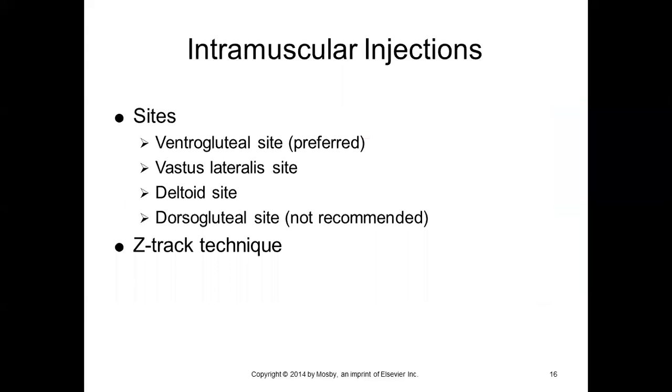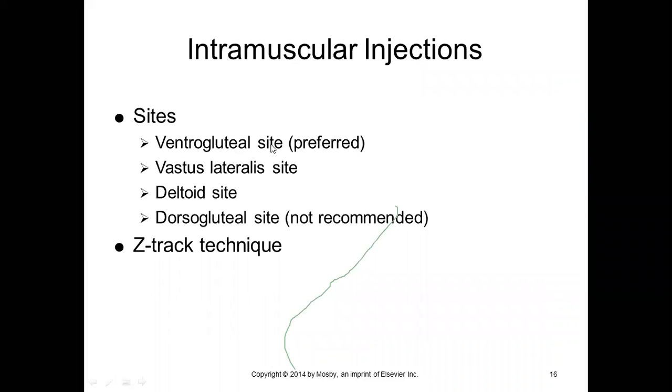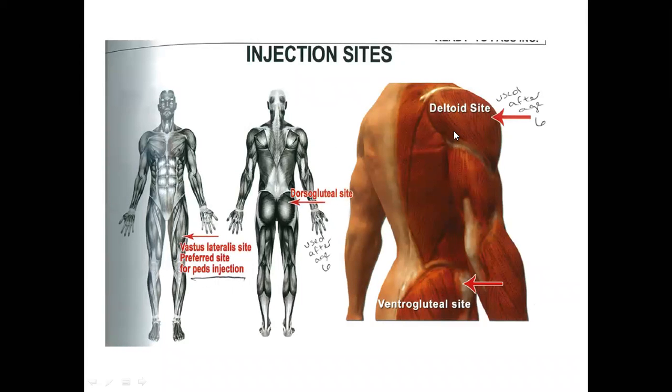And here we go, the intramuscular injection. Intramuscular is another route of medication administration, right? The sites are sometimes called the ventrogluteal site, vastus lateralis site, deltoid site, and dorsogluteal site as well. In this picture, you can see the different injection sites. The most common site we use is the deltoid site, the deltoid muscle. And here another muscle is called the ventrogluteal site.